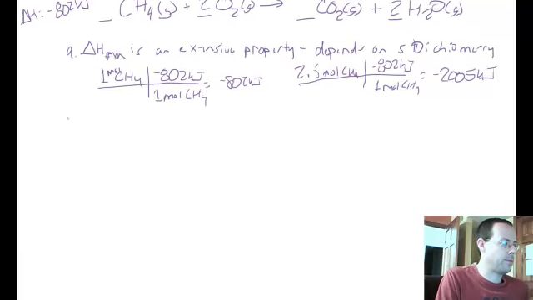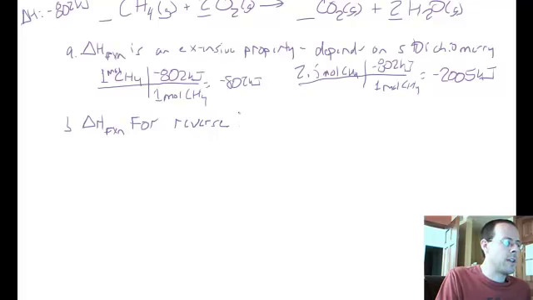The other thing we can kind of look at with this equation is delta H of reaction for the reverse reaction. So if our products were to become our reactants, and our reactants were to become our products, delta H of reaction for the reverse has the same magnitude but opposite sign.